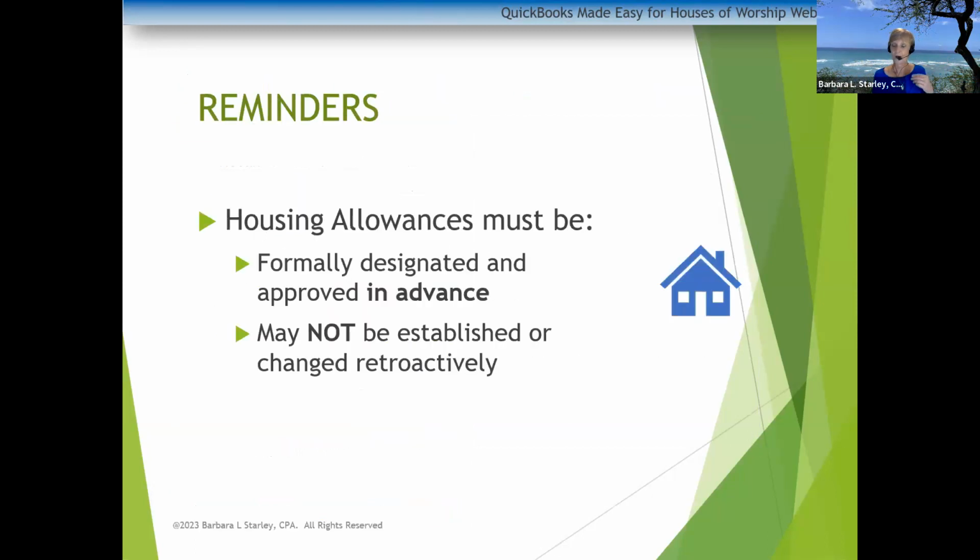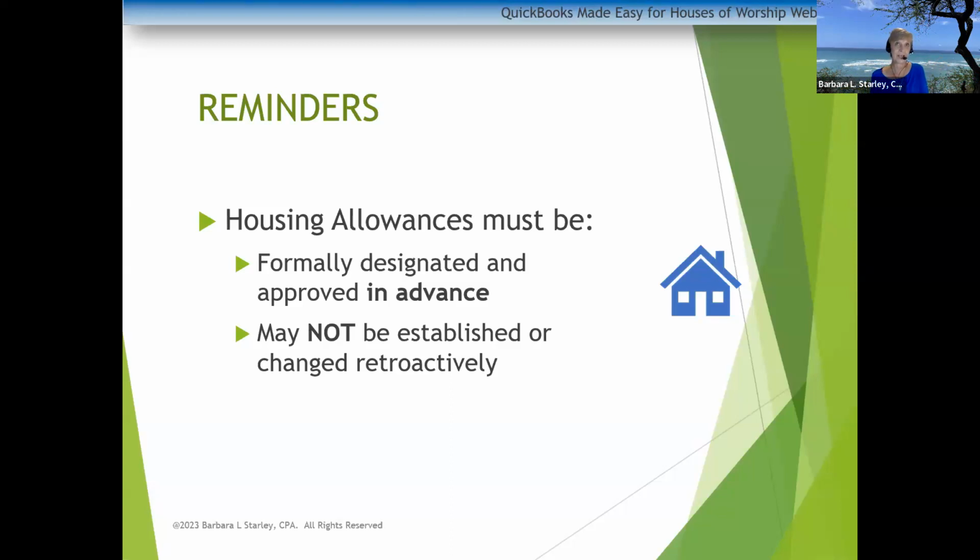Really important. Okay, so reminders about housing allowances. They must be formally designated and approved in advance. They cannot be made retroactively. So even if the pastor moved into a new rental in March and he goes, oh my gosh, I never changed my housing allowance, and now it's September, and he goes, well, can I go back and change it? No, he can change it proactively, but never retroactively. So those are a couple important things to note.